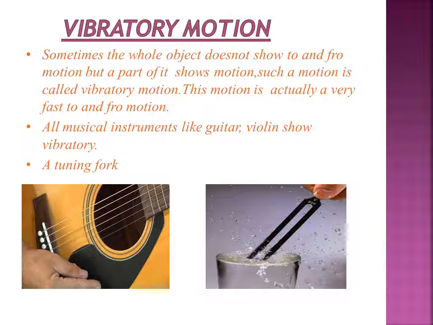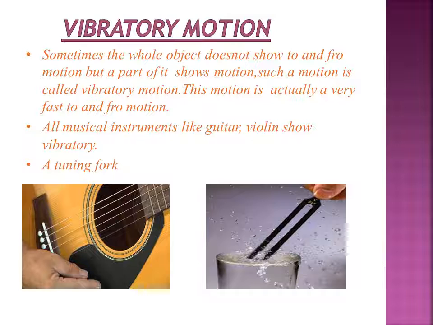But in oscillatory motion, the object moves slowly from the left hand side to the right hand side and from the right hand side again to the left hand side. But if that motion is fast, that type of motion is called vibratory motion. And why have we termed it vibratory motion? Because it vibrates, it makes some sound. So let's have an example. All musical instruments like guitars and violins show vibratory motion. Even the sitar you can include.